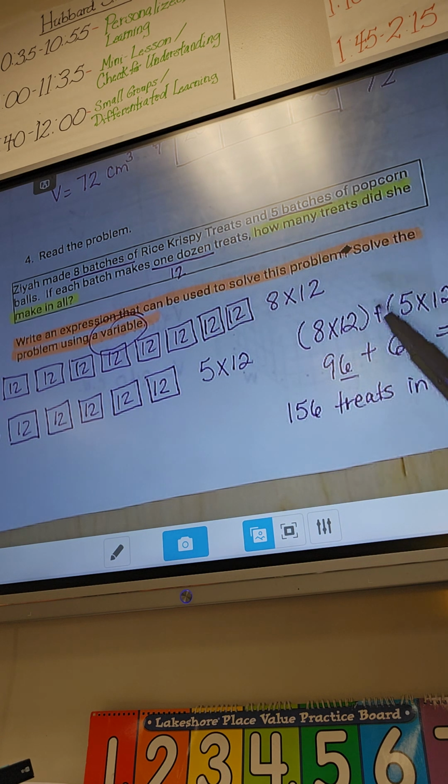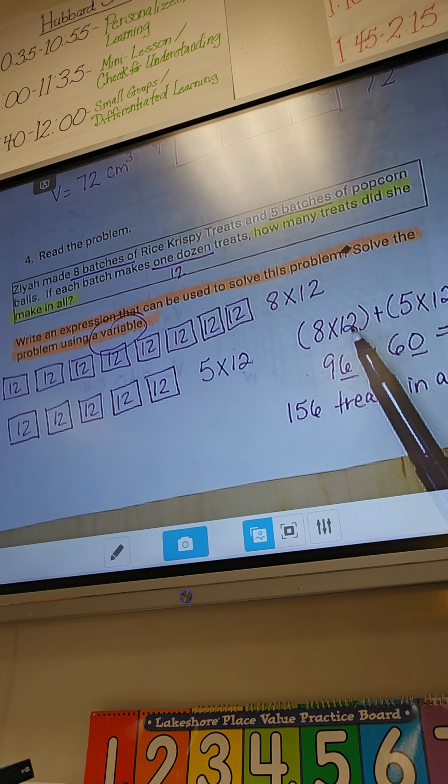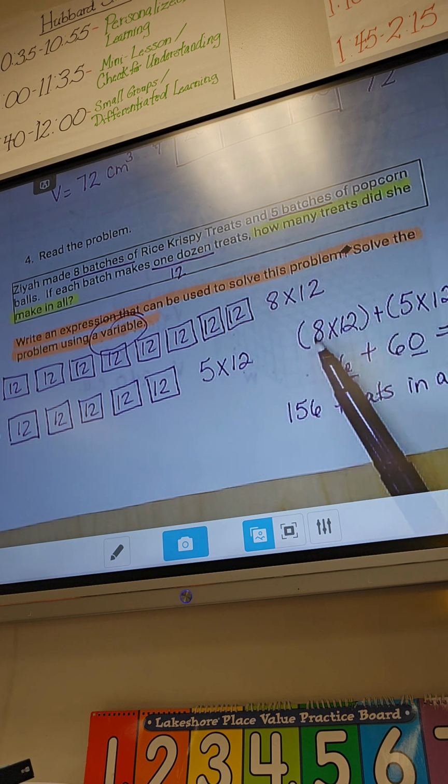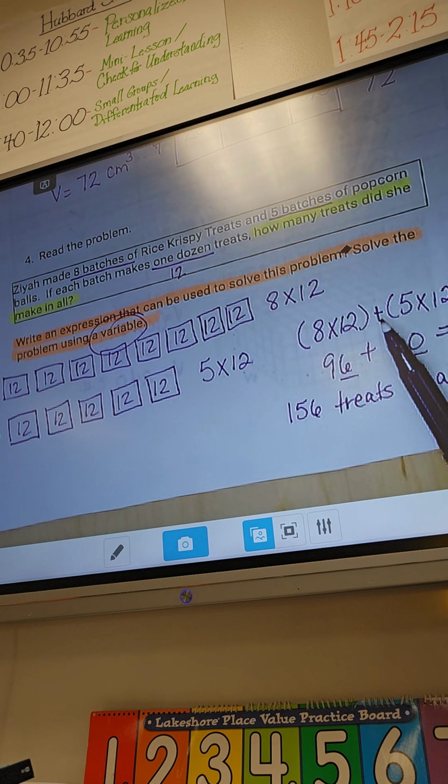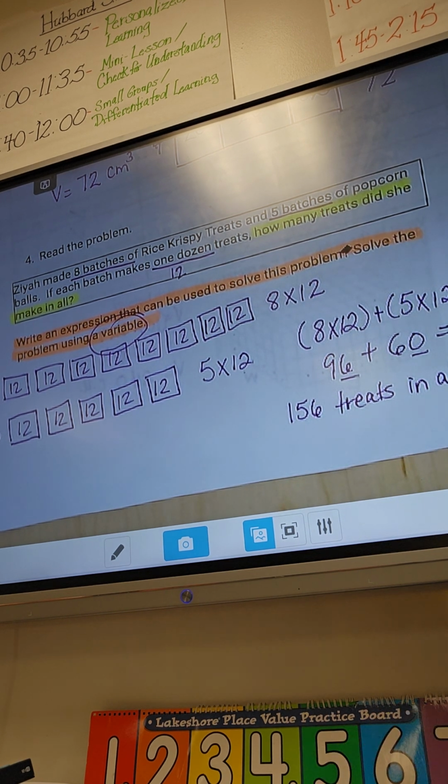The parentheses keep our information together, because you don't want to just say 8 times 12 plus 5 times 12. You might say 12 plus 5 first and then multiply 8 times 60, and it will be incorrect. So make sure you put your parentheses around the parts that need to go together, then add that together so that you come up with the sum. Okay? Questions about number 4?